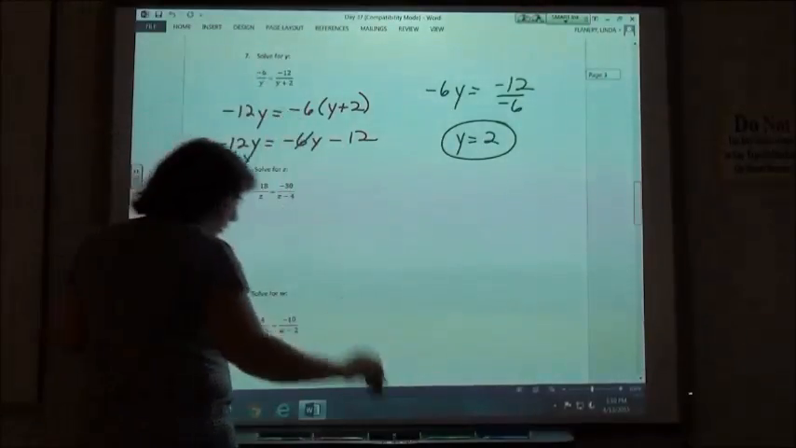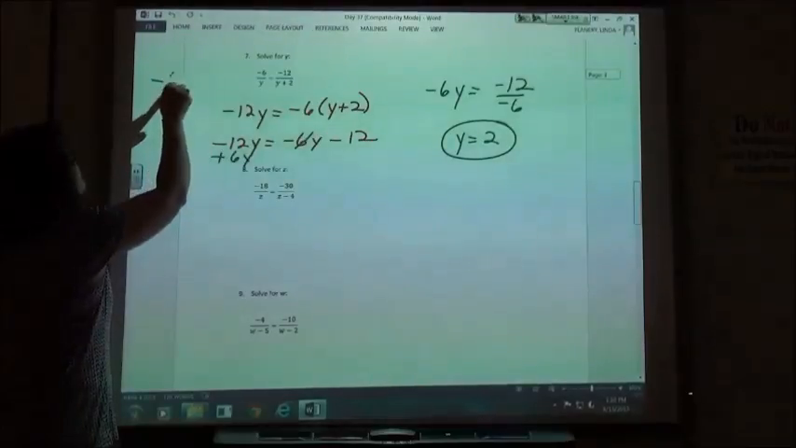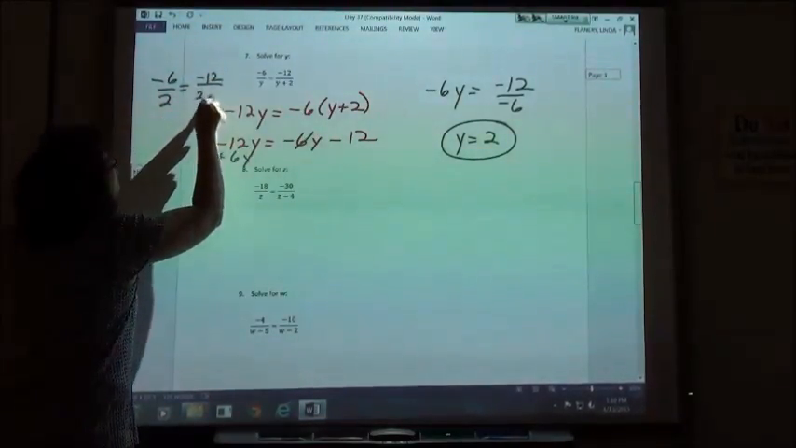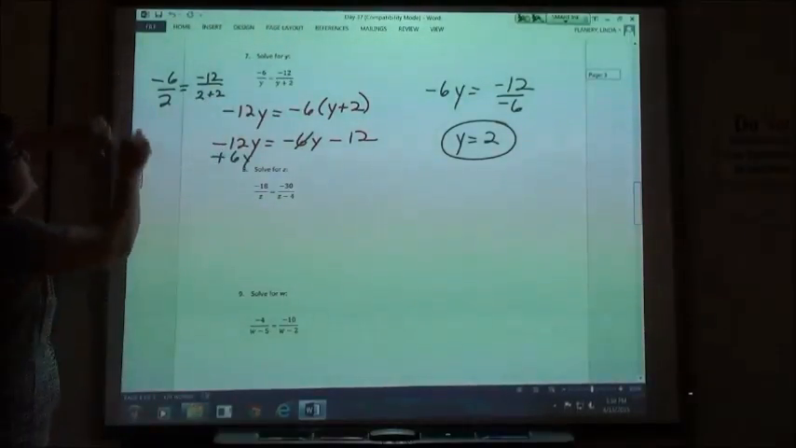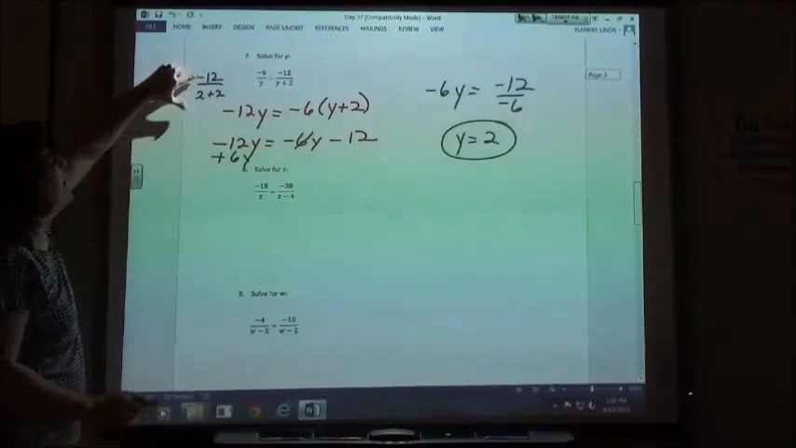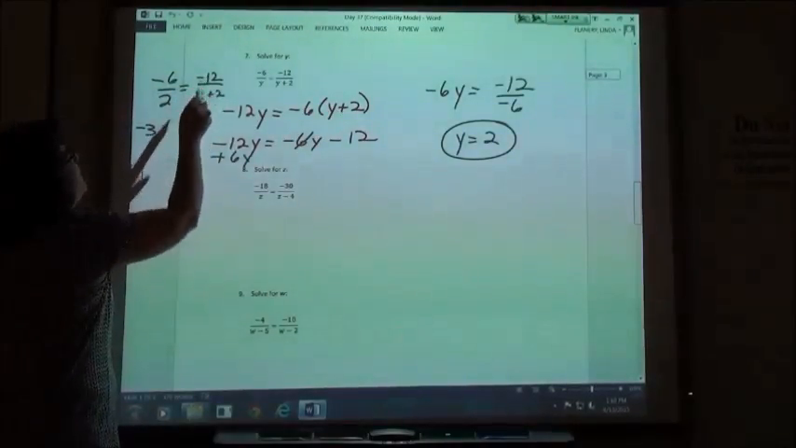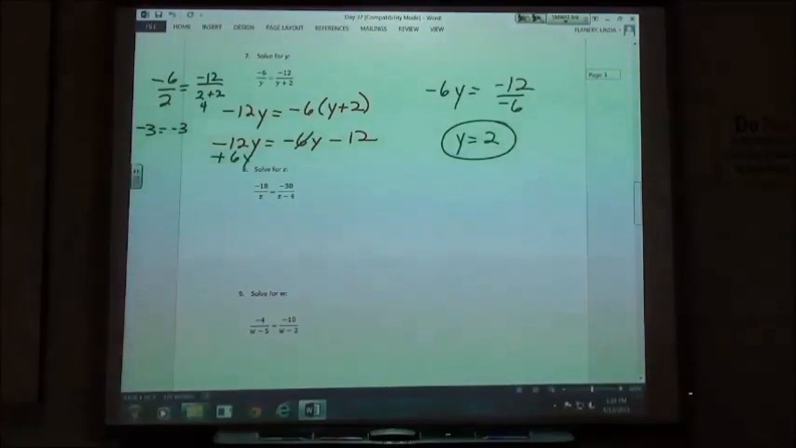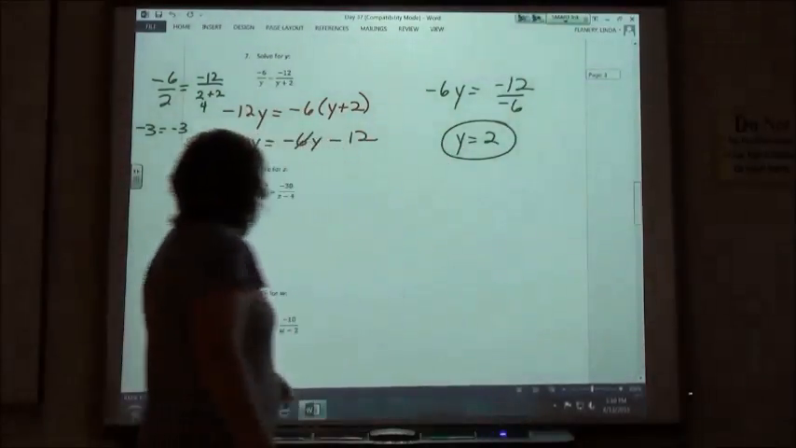If I really wanted to, for fun, I could check that out. If I put 2 in there, negative 6 over 2, is that equal to negative 12 over 2 plus 2? So negative 6 over 2 is negative 3. Negative 12 over 2 plus 2, well, 2 plus 2 is 4. Negative 12 over 4 is also negative 3. Oh, yep, it checked out. I got the same answer on both sides when I plugged my answer in for y. Not that you have to do it, but, you know, for fun.